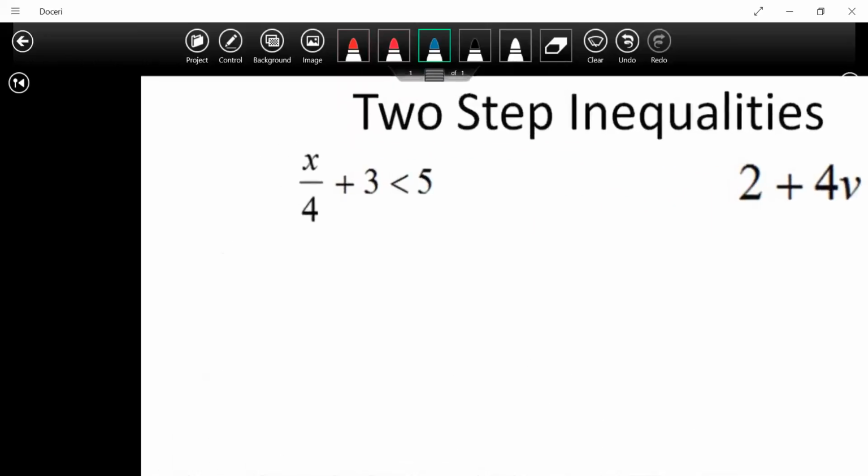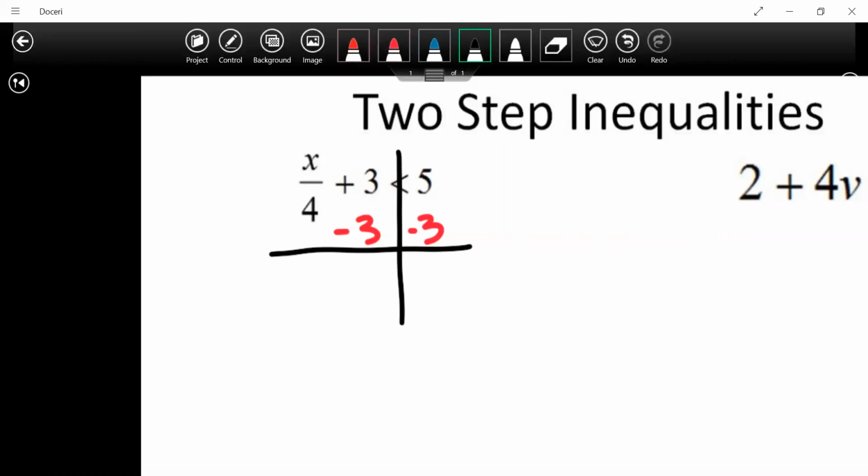These are our 2-step inequalities. Okay, straightforward, just like solving regular problems. I'm going to draw my line down the middle just so I can separate them. We're solving for x here, so what's my first step? Subtract 3. Do I need to change the sign? Why? Because it's just subtracting. The only time you change is when you're multiplying or dividing by a negative.